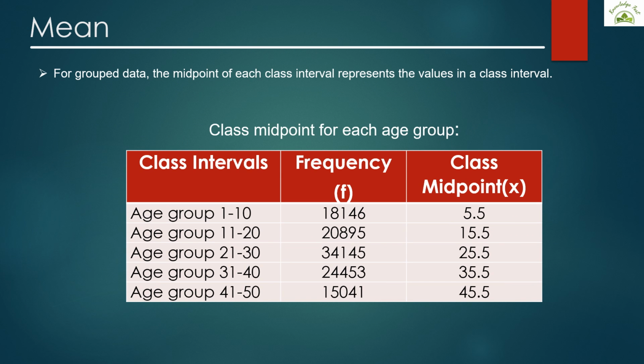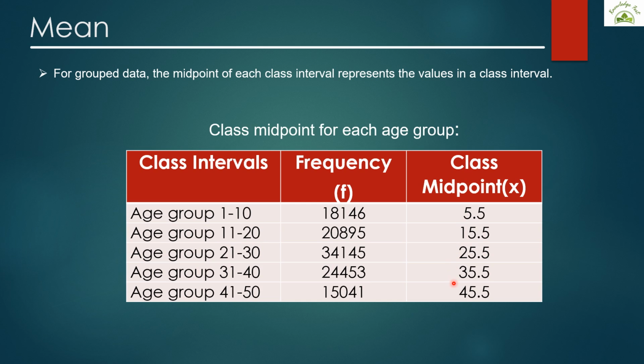At this moment we are dealing with the group data, right? And since we are dealing with the group data, it's very important that we calculate the midpoint of each class interval, because the individual values are no more available for the class intervals. That is why we have to deal with the midpoint for each class interval, because the midpoint represents the values in a class interval. Basically, the midpoint of each class interval is halfway across the class interval, right? So we have to calculate the class midpoint for each of these class intervals.